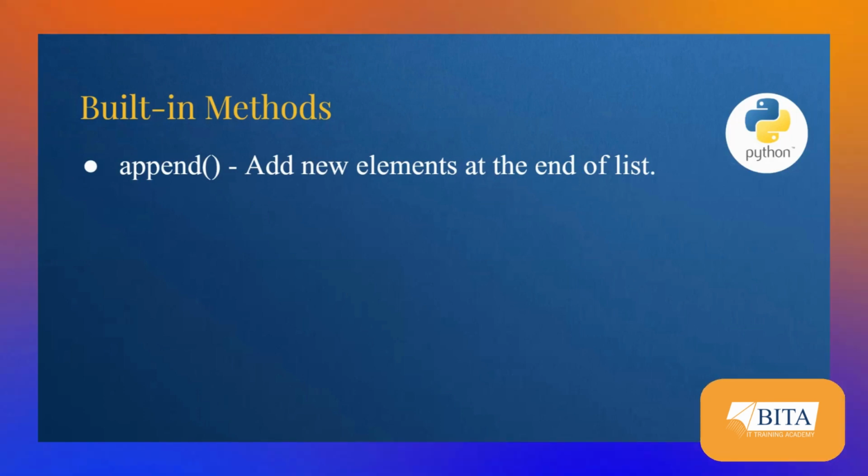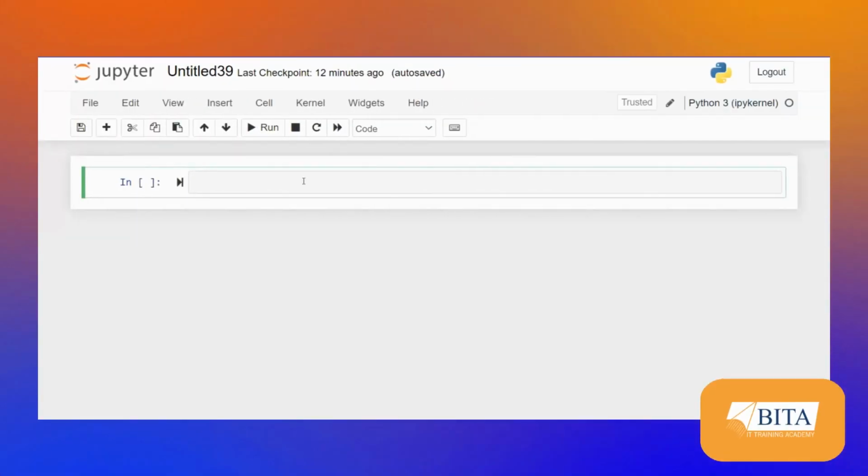We know that the insert method is used to add a single element to the list. With the append method, we are able to add more than one element at a time. We can see with an example. We have a list called a list: 5, 6, 7, 8.